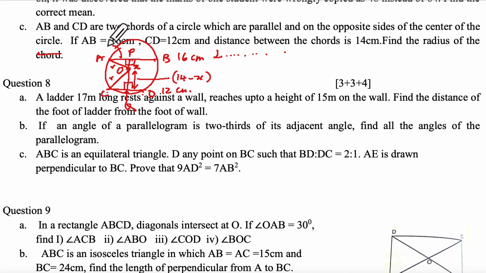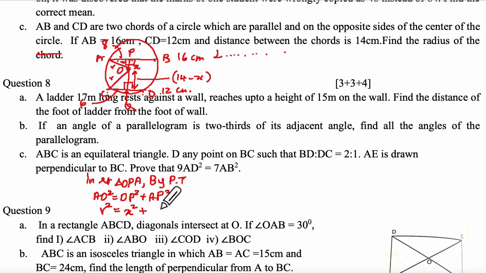So how much is this? This is 8 centimeter. How much is this? This is 6 centimeter. Correct? Now we'll take this triangle over here. So in right triangle OPA by Pythagoras theorem, what we'll get? AO square is equal to OP square plus AP square. So R square is equal to OP means x squared plus AP means 8 square. Correct? Which means x square plus 64.